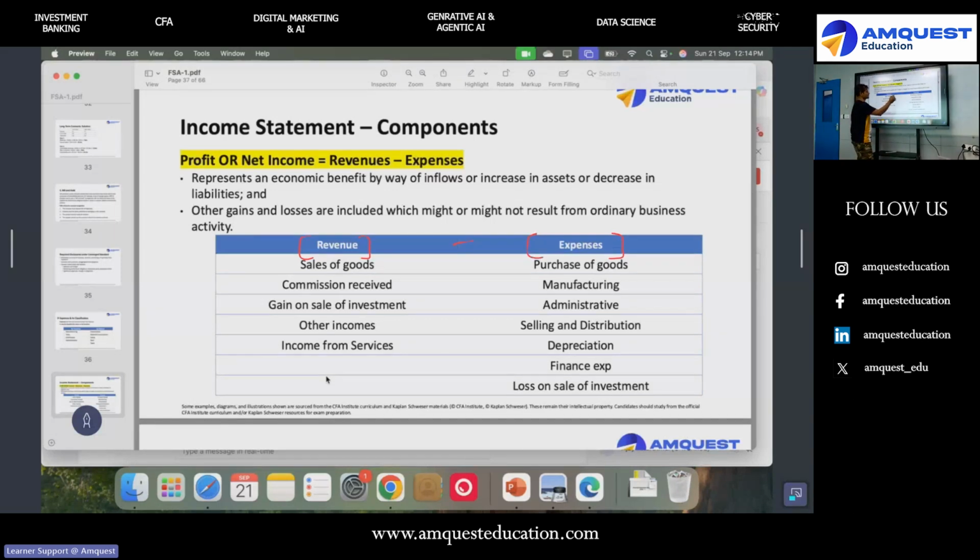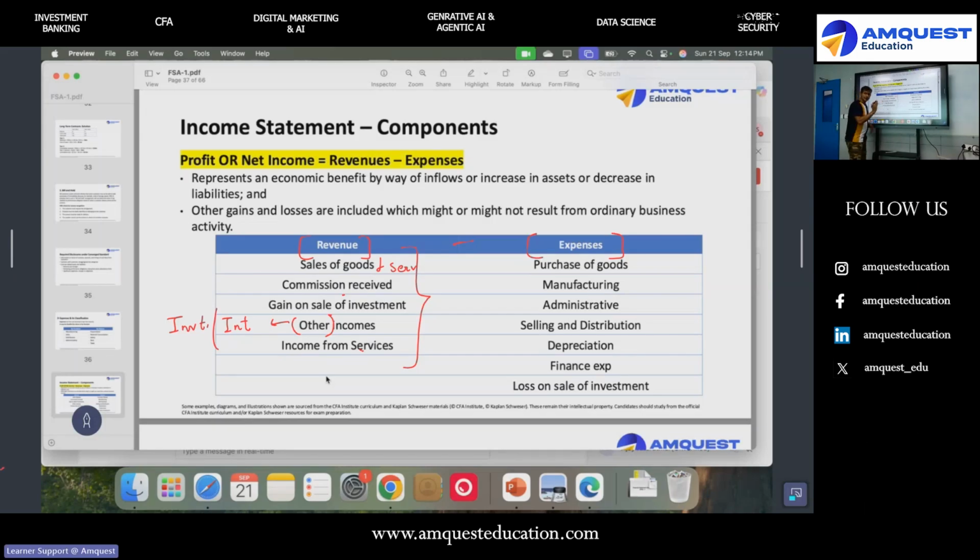On the revenue side, I'm supposed to show every item of revenue, not just goods and services. Every item. I need to show goods, services, commission, gain on sale of investments, and other income also. What are other incomes? Maybe interest income, maybe investment income, maybe income from sale of fixed assets, anything else.